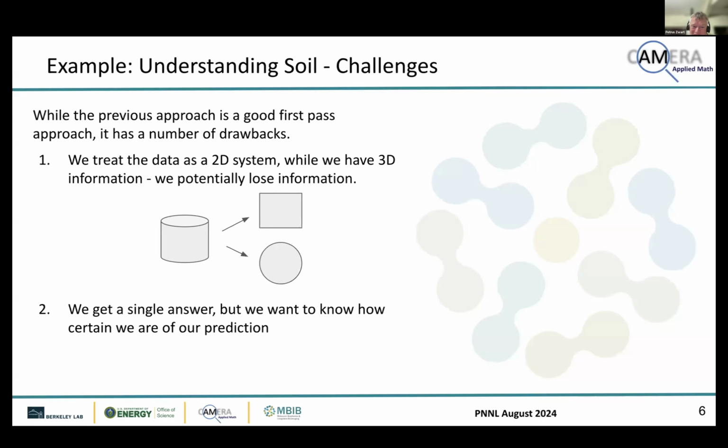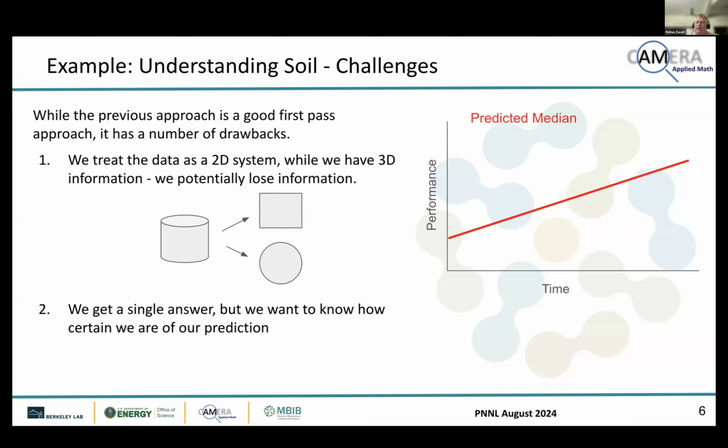The other issue is that we get a single answer, but single answers are not very satisfactory, because we really want to know how certain we are of our prediction. I'm trying to illustrate this here with a fictitious stock, where we have a model that basically says the performance over time is going to look like this. And you say, oh, this is great. The thing is going up over time. This is a great investment opportunity. The issue though is that the predicted median of the performance over time doesn't really say much. We have no clue how accurate this prediction is.